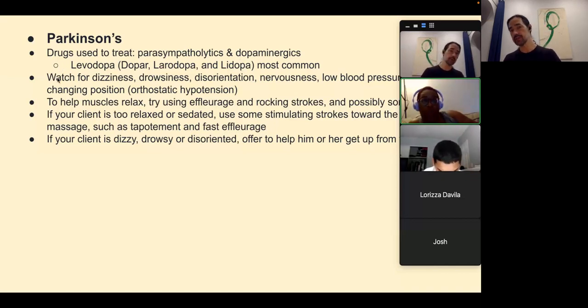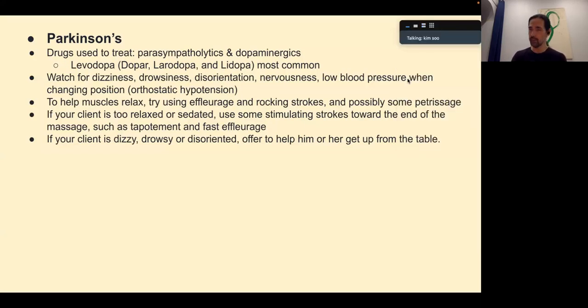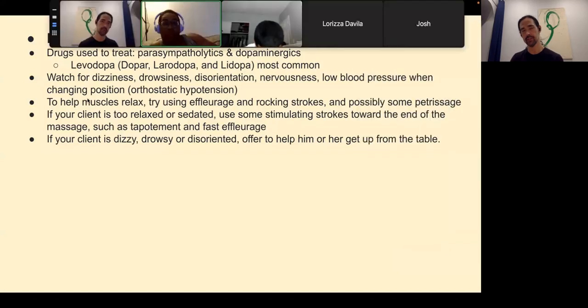With people who have Parkinson's disease, they're also prone to dizziness, also disorientation, right? They can get drowsy, disoriented, wake up and not know where they are. How many people does that happen to, like in the last few minutes of the massage or acupuncture or craniosacral? Low blood pressure, especially when changing position, very important that you keep an eye on those people when they're changing position or when they're getting up.